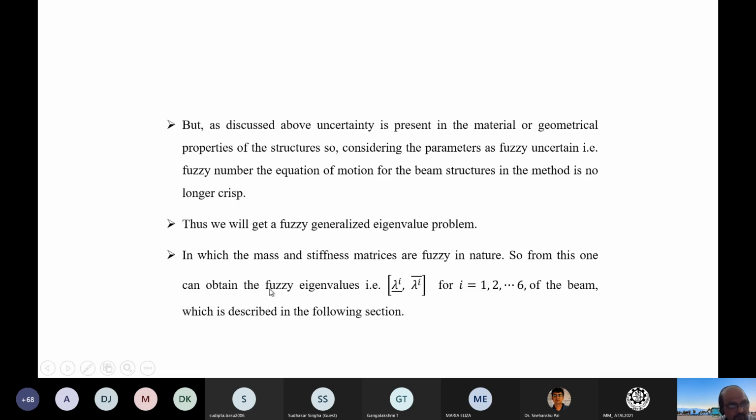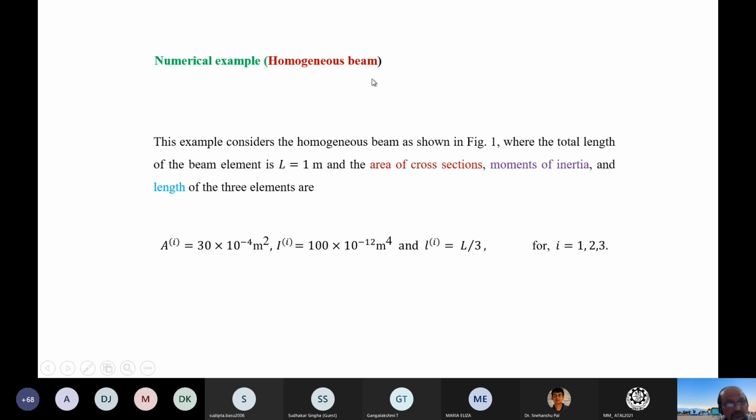Okay, so now if it is a fuzzy problem, then the eigenvalue will be in terms of fuzzy. That means the frequency will be in terms of intervals, depending upon alpha cut. Let us take the homogeneous case. First, we have 3 types of area of cross section, moment of inertia, and length. So if I take this A_i, I_i and L_i, and this L as L_3 actually.